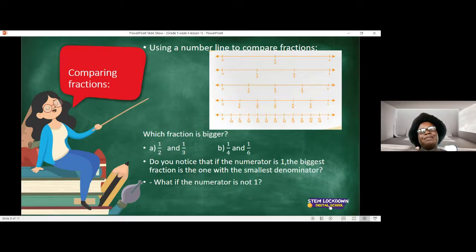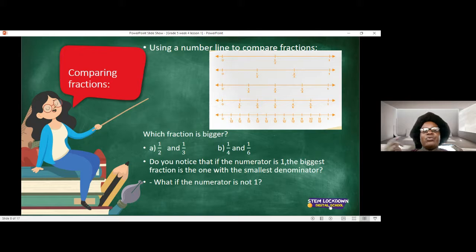So these are fraction facts that you have to know. If the denominators are the same, we only look at the numerators. So if I'm comparing 1/10 and 2/10, 2/10 is bigger because the cake is divided into the same equal parts. And if the denominators are different, but the numerator is 1, I want you to listen, grade 5: the smaller the denominator, the bigger the fraction.